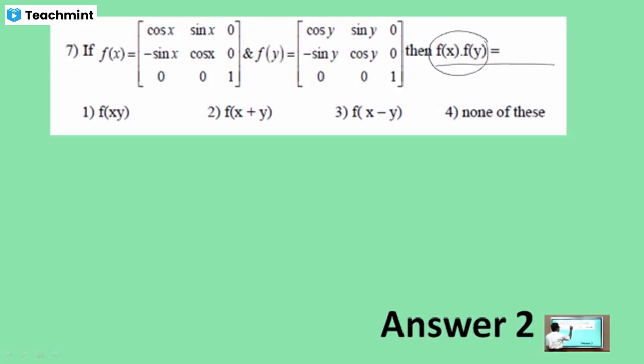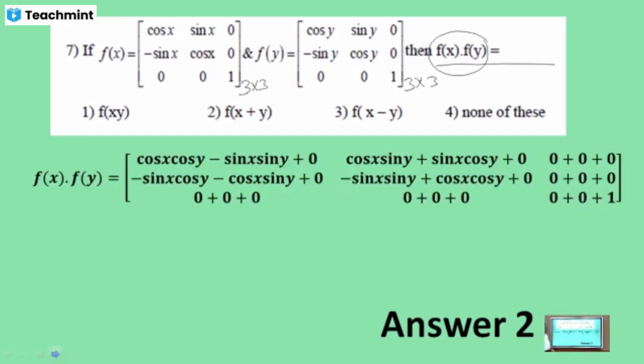What is the order of this matrix? 3 cross 3. What is the order of this matrix? 3 cross 3. Both are of same order, so that I can find the product. When I take the product, f of x into f of y is cos x cos y minus sin x sin y plus 0.